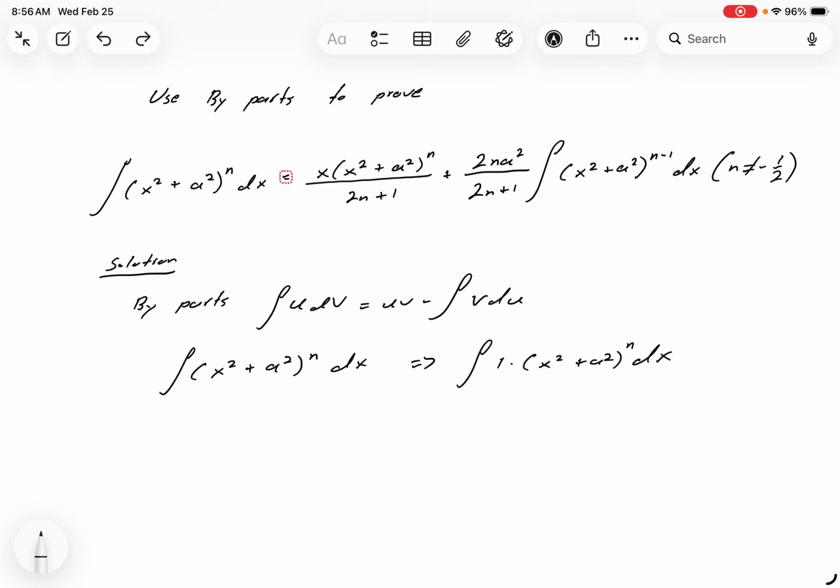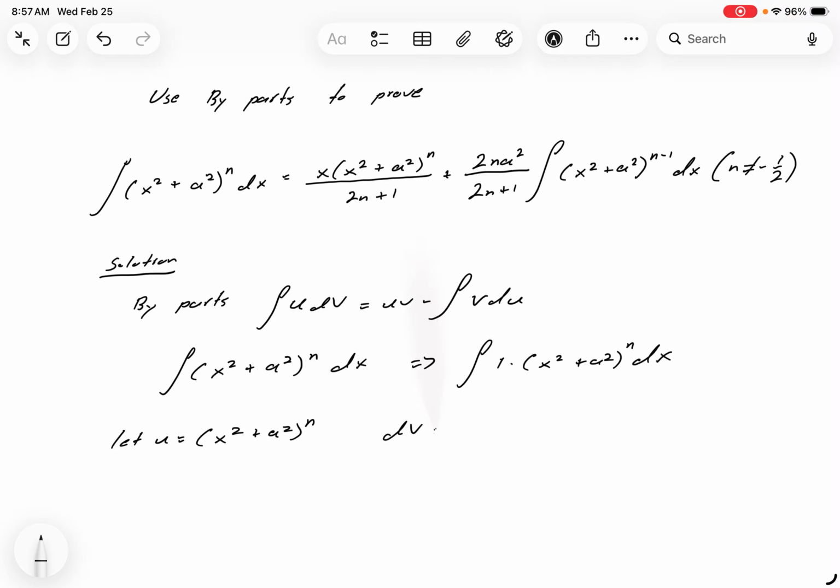And let's go ahead and choose our u. We're going to let u equal (x squared plus a squared) to the nth power. So we're going to let u equal this, and just choose a u that is good to differentiate. But when we choose our dv, if you forgot, choose your dv as something that's good to integrate, right? So in this case, we're going to choose our dv to equal 1. And basically this is just telling us that dv equals dx, right?